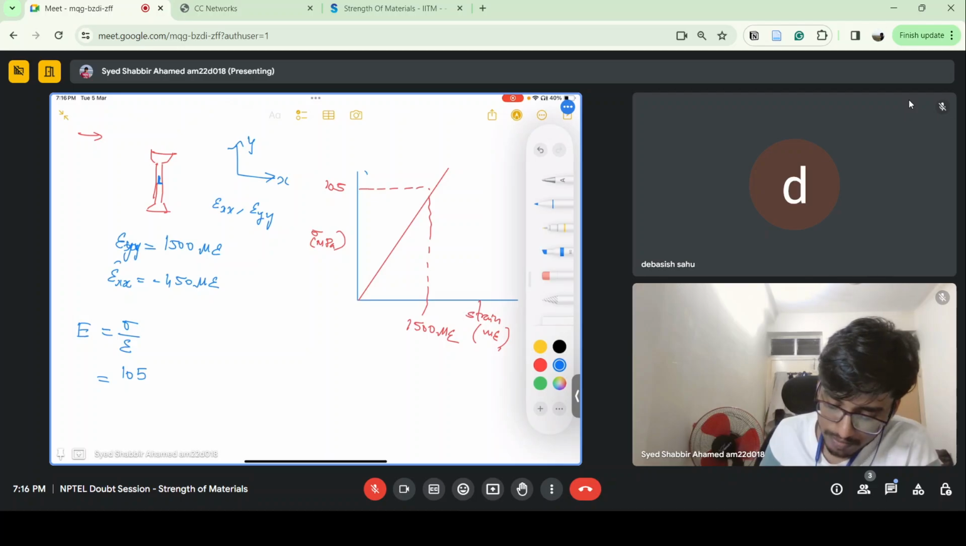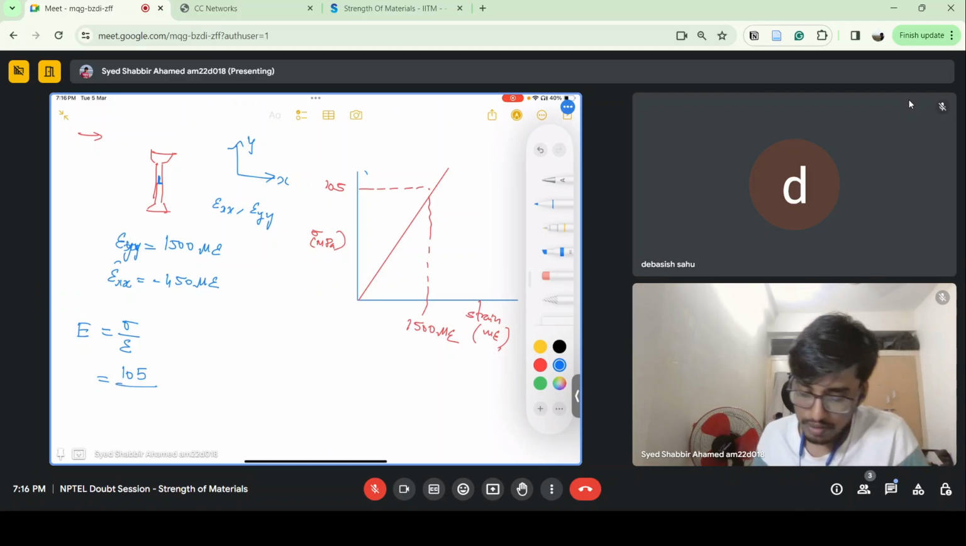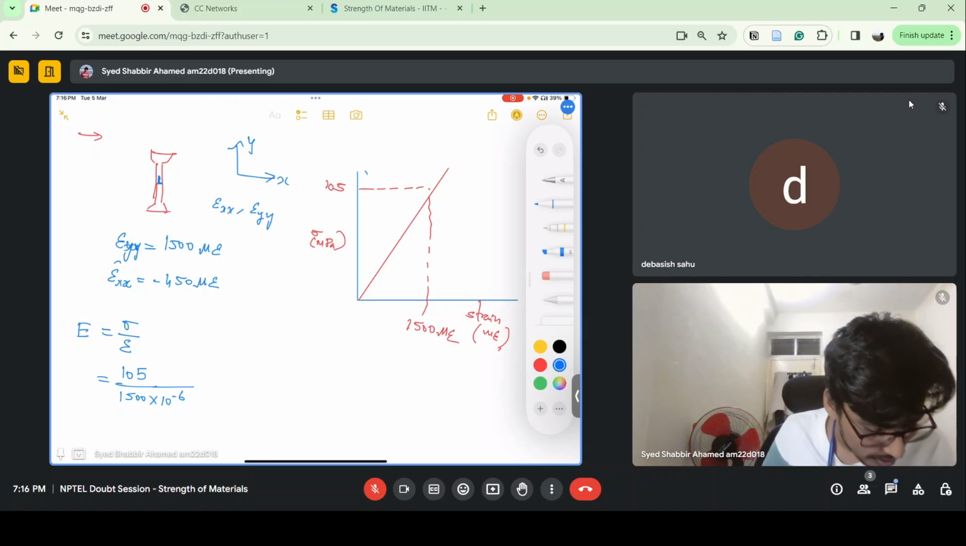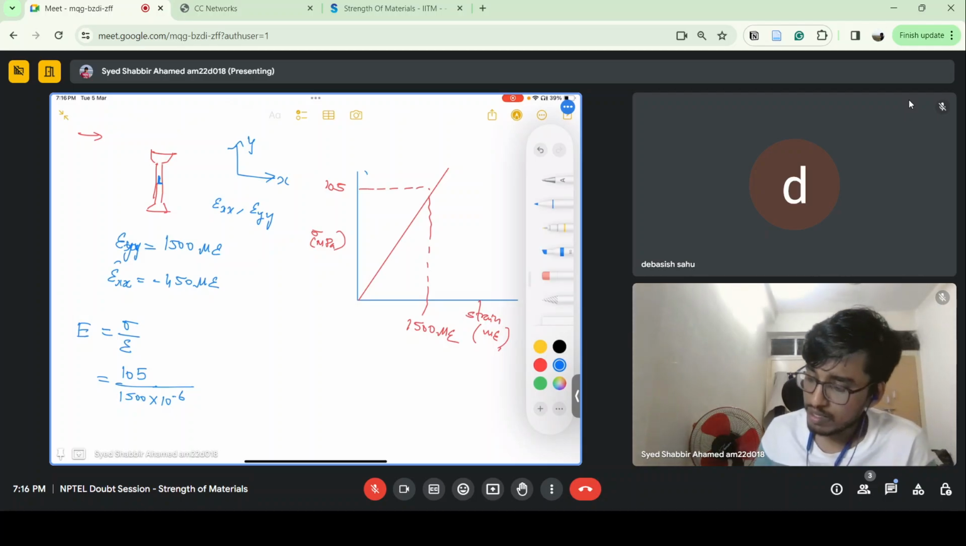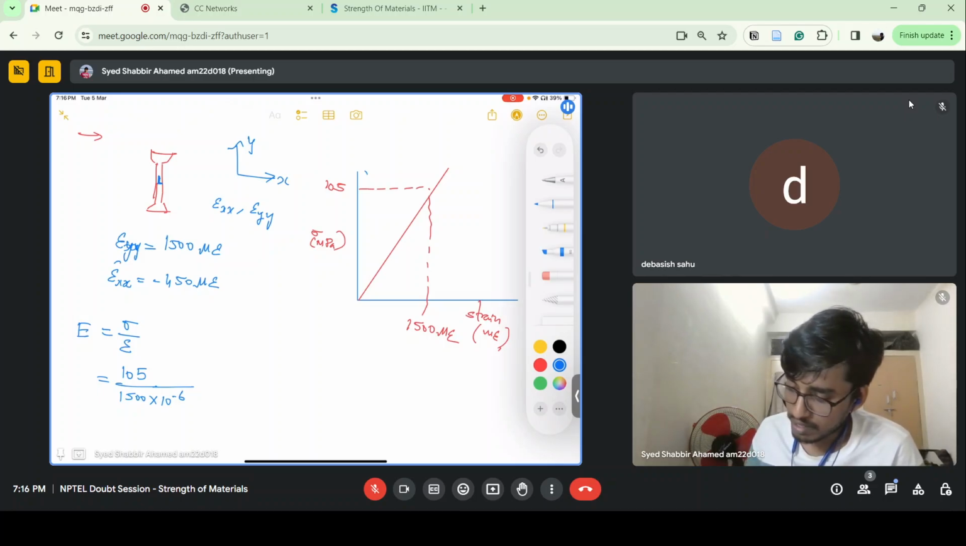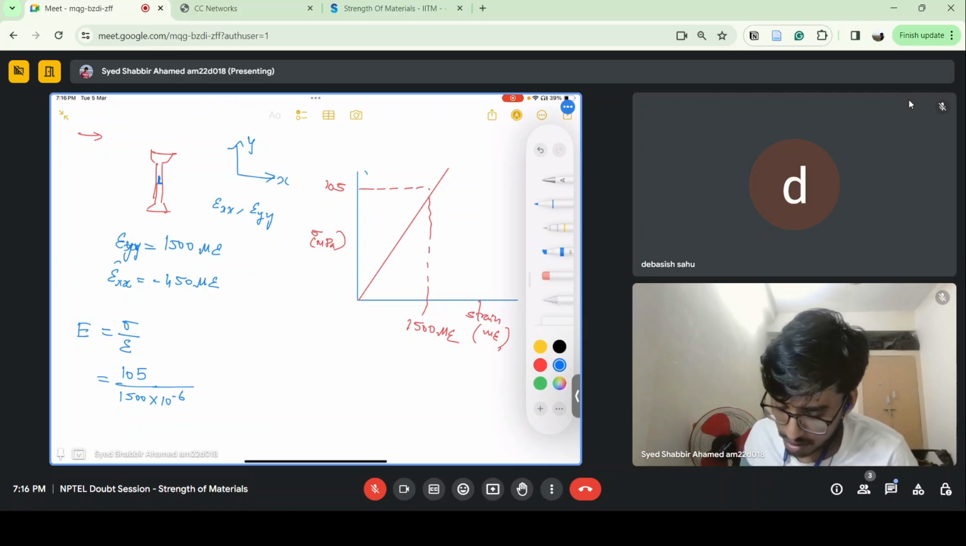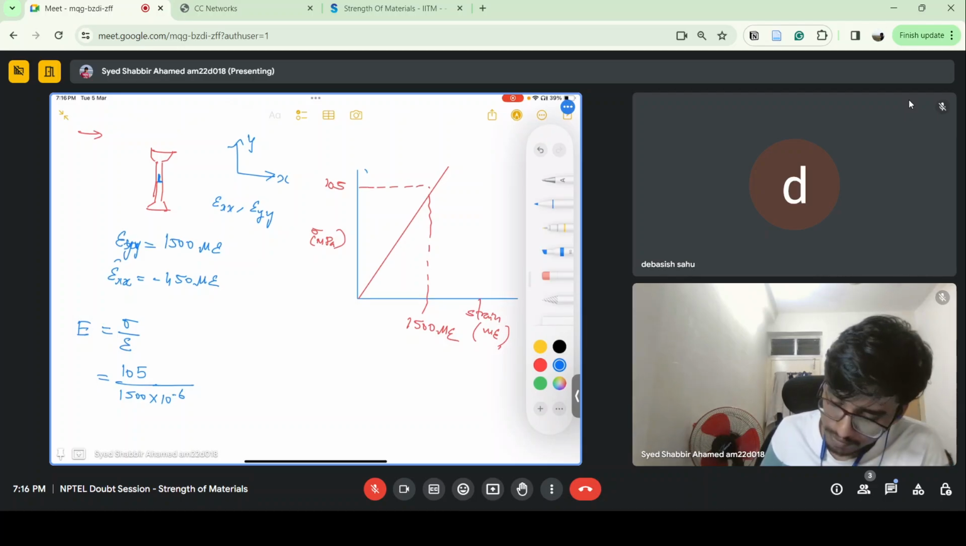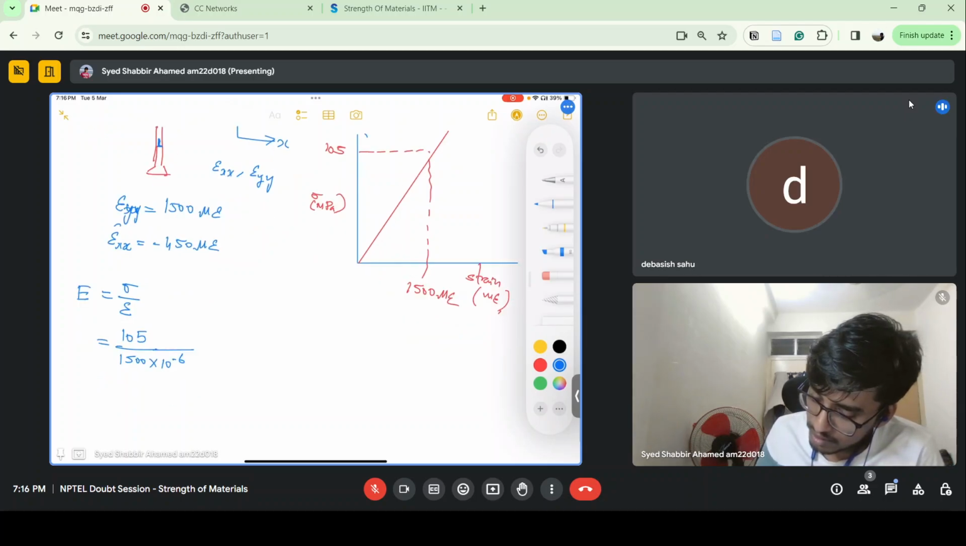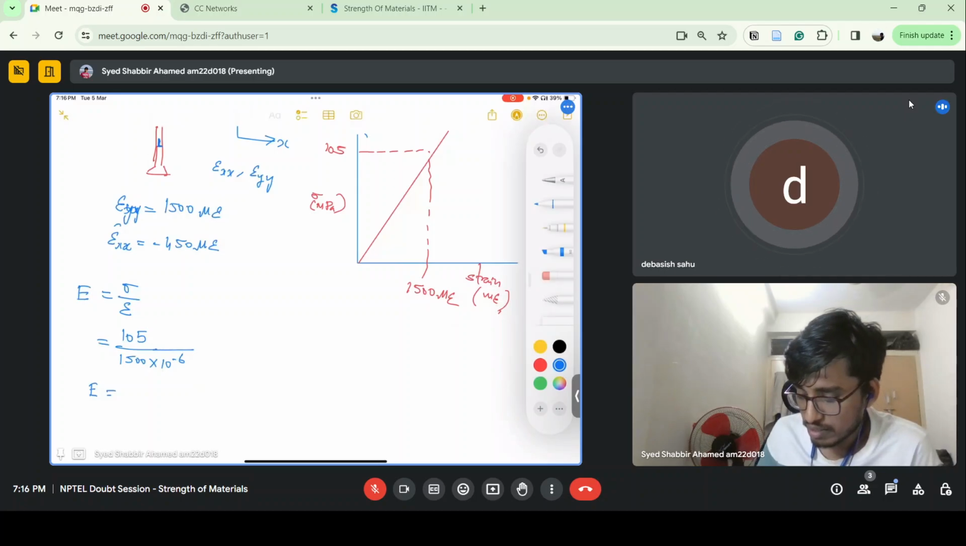105 by 1500. This is given in microstrain. That's why I'm taking this as 10 to the power of minus 6. So if you divide it by this, we will get 70,000.